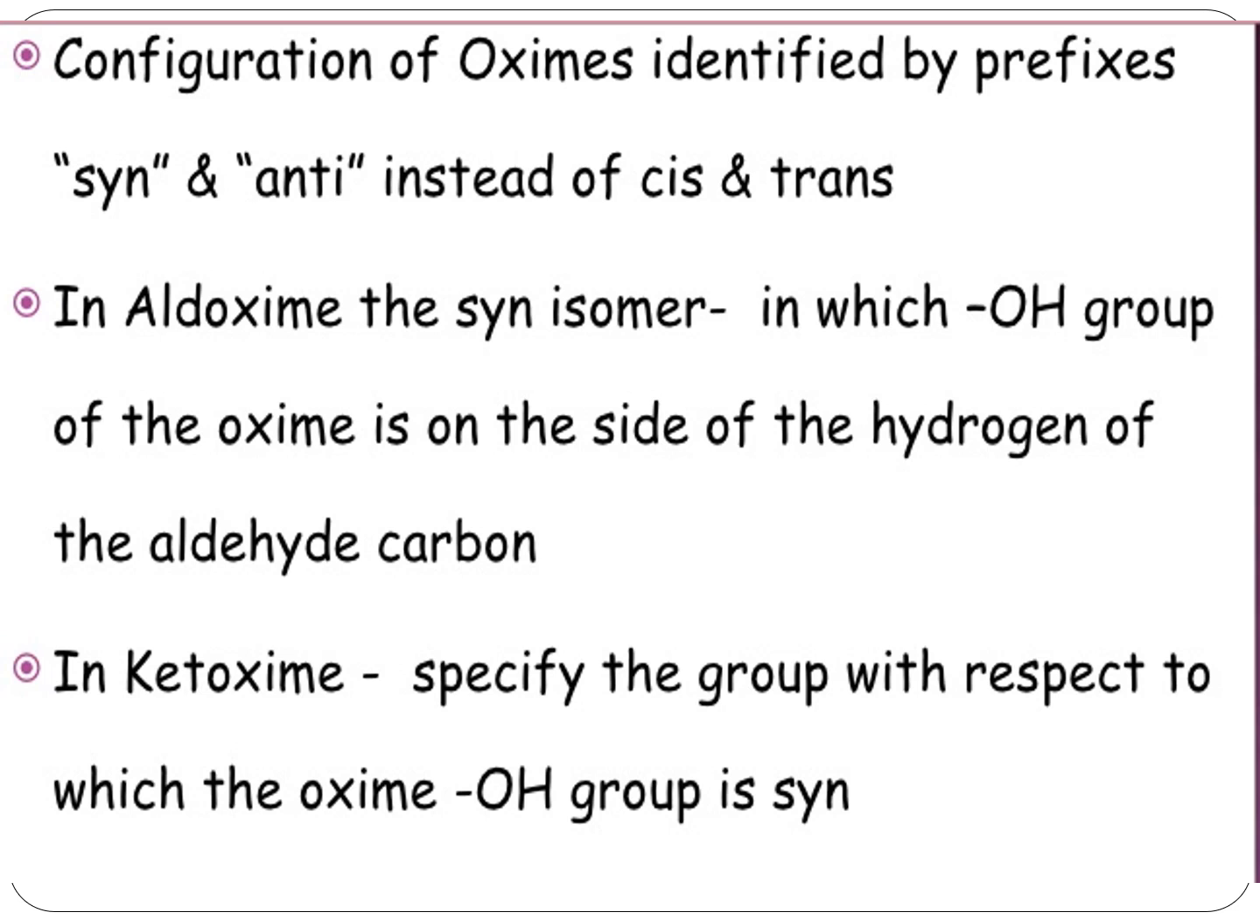Oximes are produced from aldehydes and ketones, carbonyl compounds, on reaction with hydroxylamine. The product formed is known as aldoxime or ketoxime. In aldoxime, the syn isomer is the one in which the OH group of the oxime is on the side of the hydrogen of the aldehyde carbon. In ketoxime, specify the group with respect to which the OH is arranged on the same side; that is known as syn. So that is the difference between syn and anti, and between aldoxime and ketoxime. From these examples, you may know what syn and anti nomenclature is.